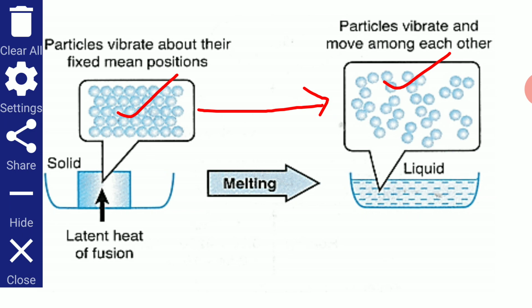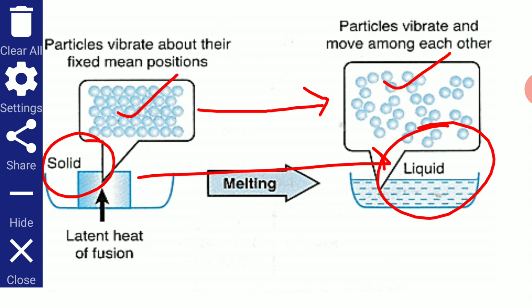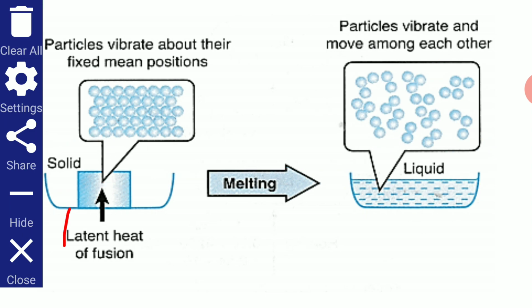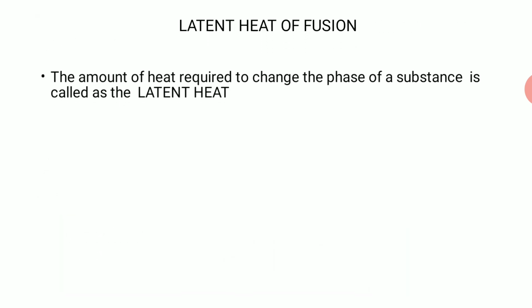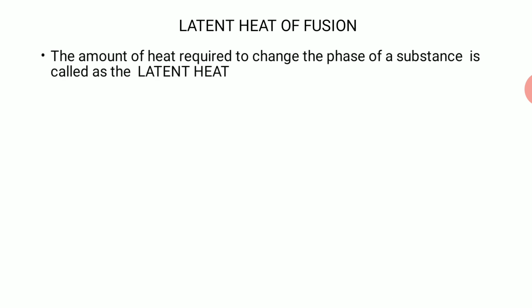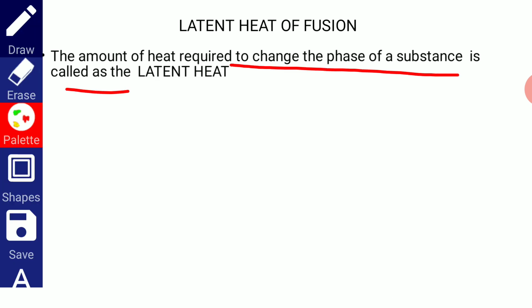Since the heat energy is utilized in the change of state from solid to liquid, the temperature will not be affected. Therefore, there will be no change in the temperature. That heat is called latent heat. So, we can say that latent heat is the heat energy required to change the state of matter, and the latent heat will never increase the temperature of the matter.